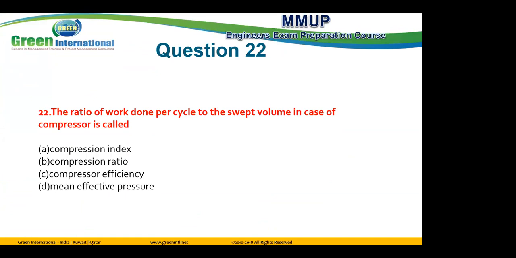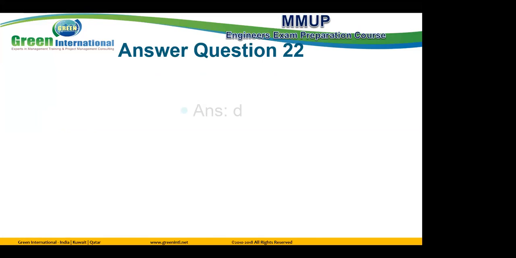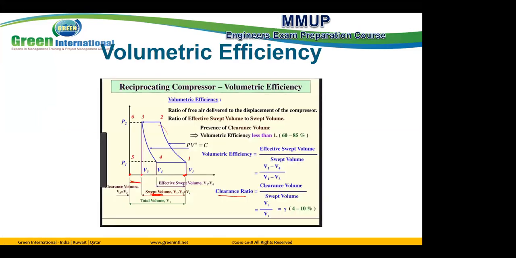Ratio of work done per cycle to the swept volume in case of compressor is used. Compression ratio, index, just guessing, E. Final: mean effective pressure.